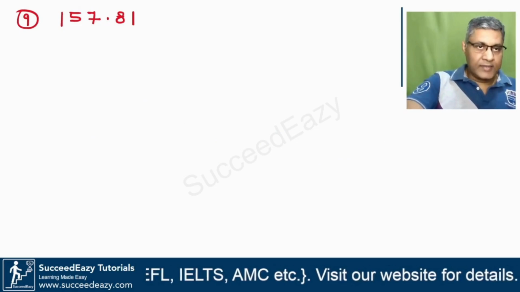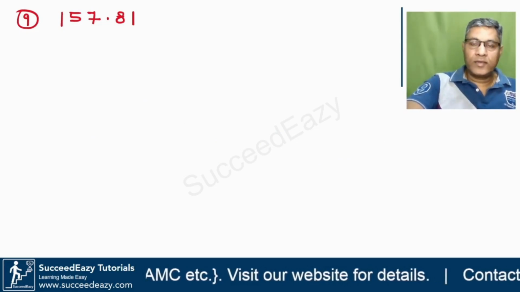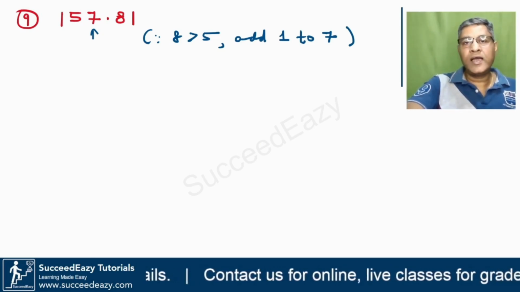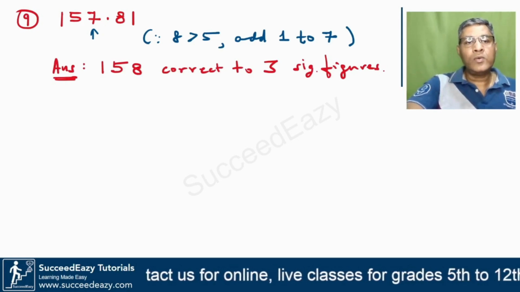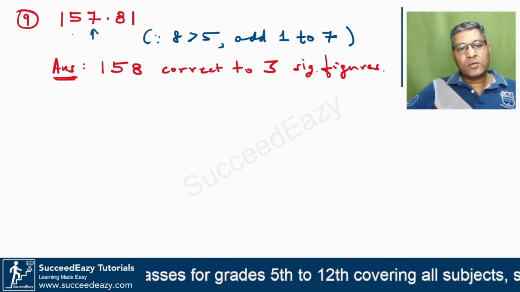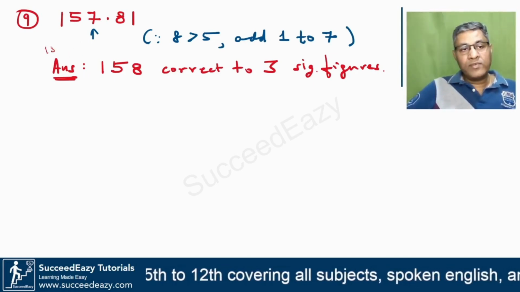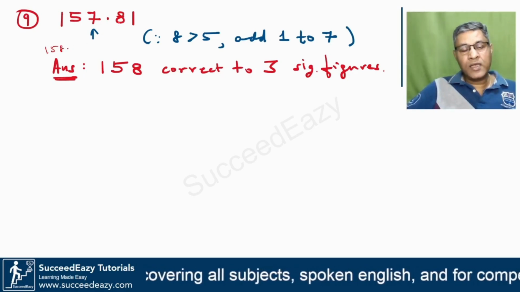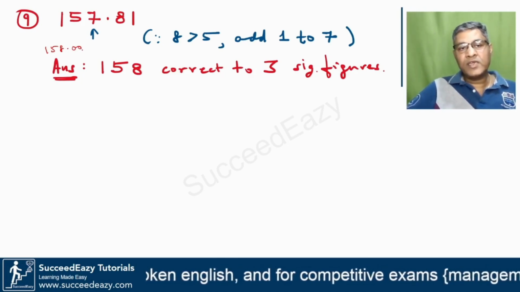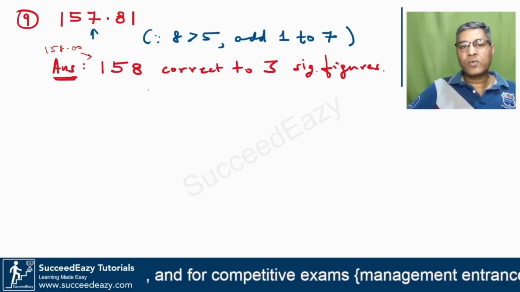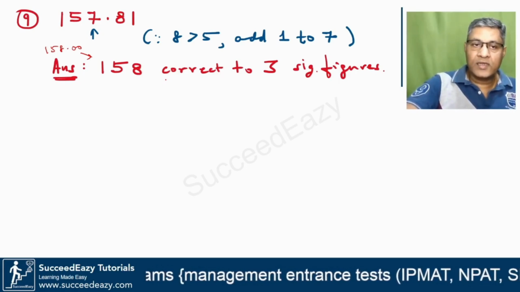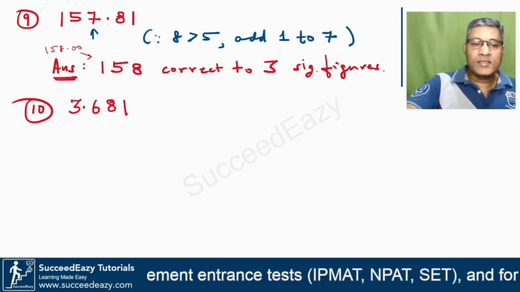Okay, all right. Next example, 157.81. Third digit is 7. The following digit 8 is greater than 5, so I add 1 to 7. So what do we get? We get 158. Now look, what I did was, I took this 158, retained the decimal, and then 81, the following digits, all become 0 after the rounding. And 158.00 is actually equal to 158 correct to 3 significant figures, right? That's how I get 158. Okay, let's see the 10th example.